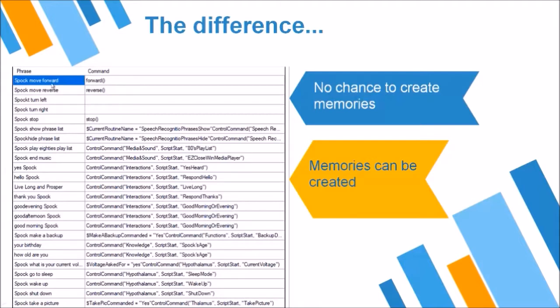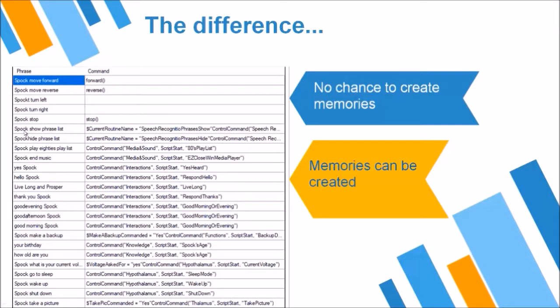Because, as in this example here, if I say Spock move forward, the command forward, there's no chance for this to create a memory. Spock just does this. He has no idea why. He doesn't create a memory, and if he doesn't create a memory, then there's no chance for anything else to happen afterwards. There's no chance for me to develop further, for anything to analyze that memory file.